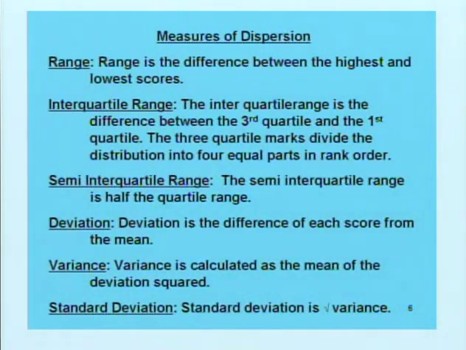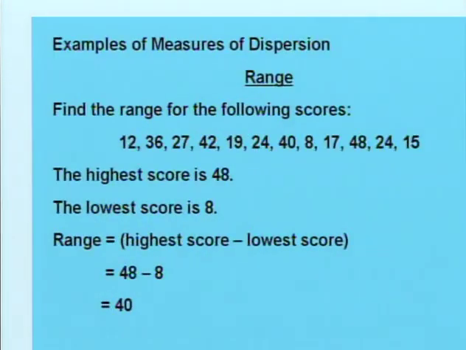Deviation. Deviation is the difference of each score from the mean score. The variance. Variance is calculated as the mean of the deviation squared, and the standard deviation is calculated as the square root of the variance. So standard deviation is the square root of the variance.